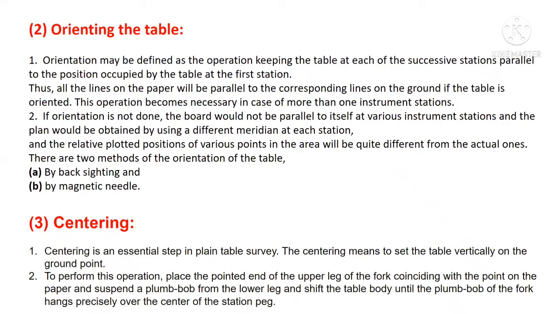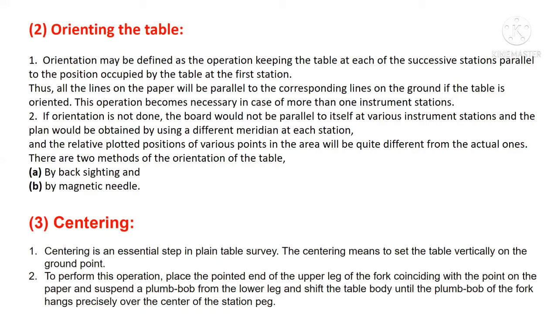So now the third step is, you can see here, what is the third step? So what will be the third step? That is orienting the table. Sorry, the second step will be orienting the table. Orientation may be defined as the operation of keeping the table at each of the successive stations in the position occupied by the table at the first station.